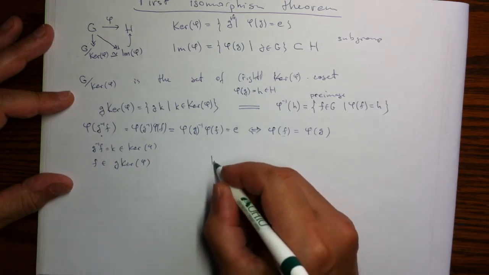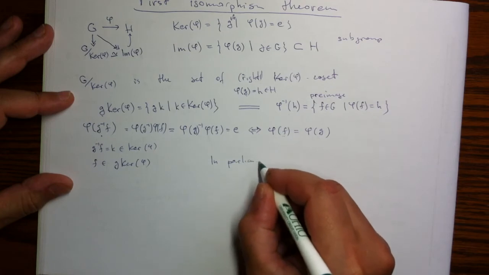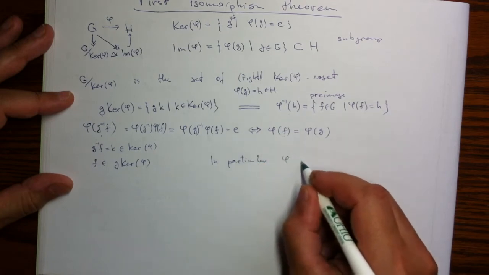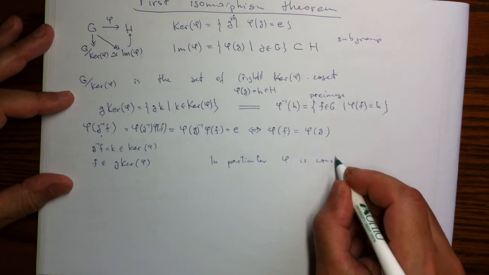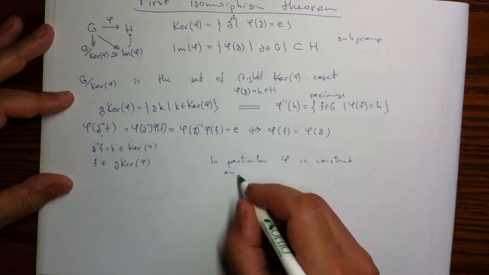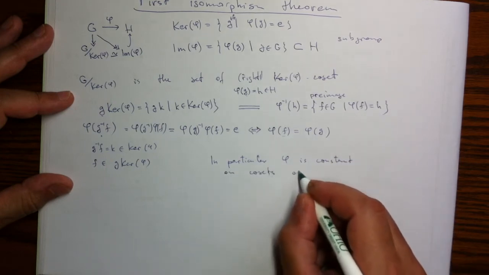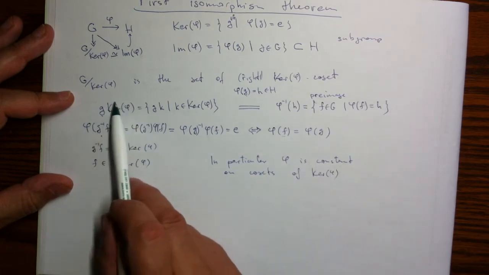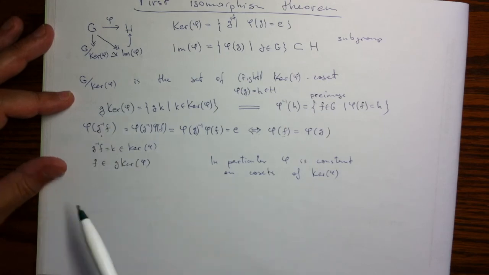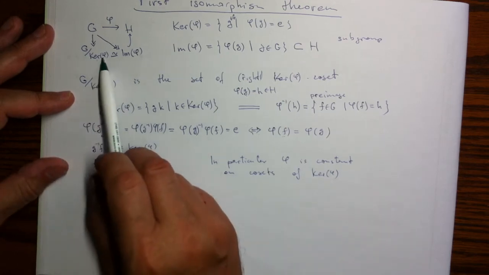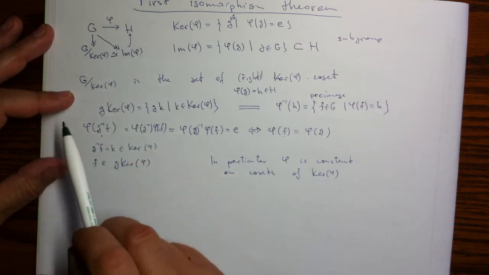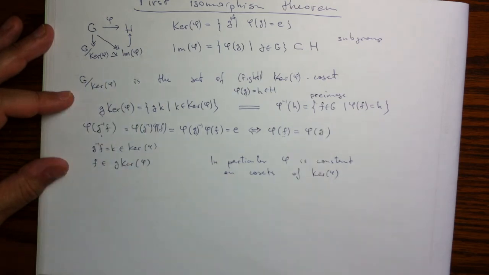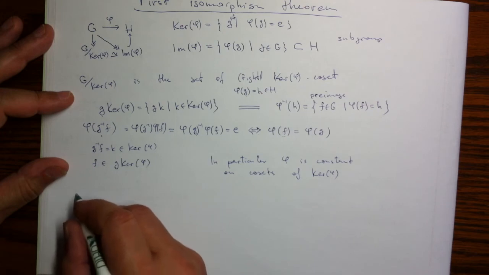So in particular, phi is constant on cosets of the kernel. So it's just the same value for any element in here phi takes. That's what it means. And that really defines the map, and that map is one-to-one just because of this. So we have this isomorphism. Yeah, let's put it to immediate use.